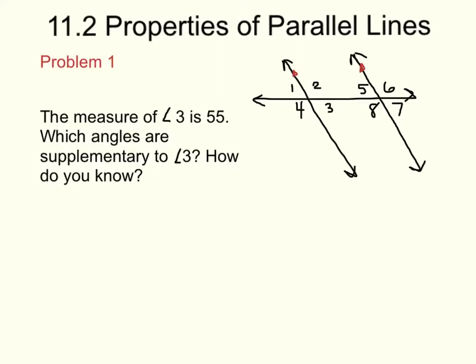So in problem 1, you do not need to write this down because it's not in your book. It says the measure of angle 3 is 55. Which angles are supplementary to angle 3? And how do you know? So let's start with angle 3. We can see angle 3 is on the left side of your four angles on the bottom right. So angle 3, what angles do you think would be supplementary to that?